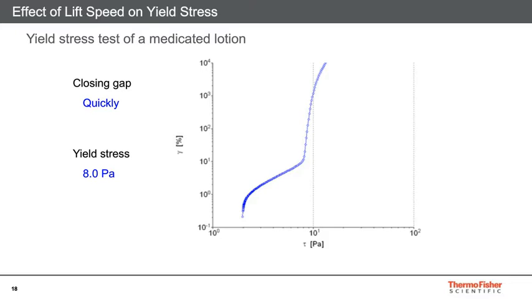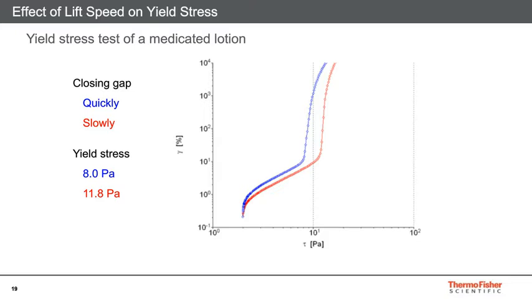So we go from a static point where we're just stretching that material, then we break its structure and it begins to flow. And you can see that elbow in the curve, and that elbow point is when it transitions from a static point to a flowing point, and that is its yield stress. This material, when we close the gap quickly, we measure yield stress at 8 pascals. However, if we do a reduced, much slower gap closure, pulling that gap slowly, as we talked about in the last slide, we now measure a yield stress that's close to 12 pascals.